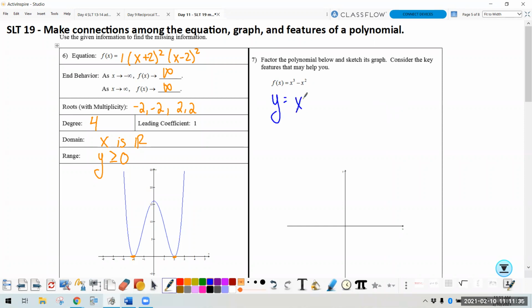All right, there is a greatest common factor of x squared. So my roots are 0, 0, and 1. Odd degree, positive leading coefficient gives us this end behavior. So we're going to go tangent, cross through.